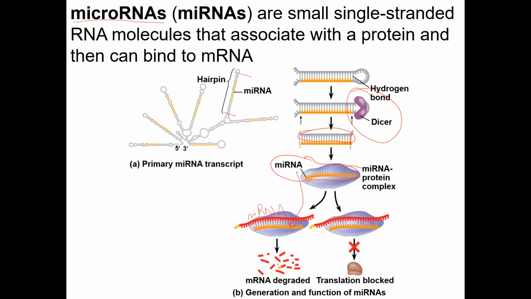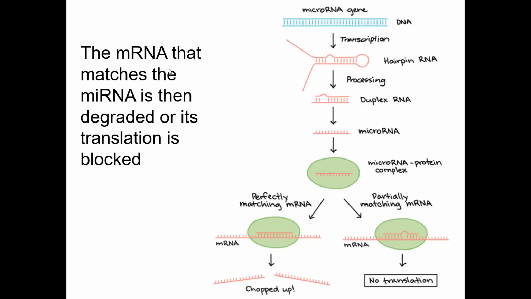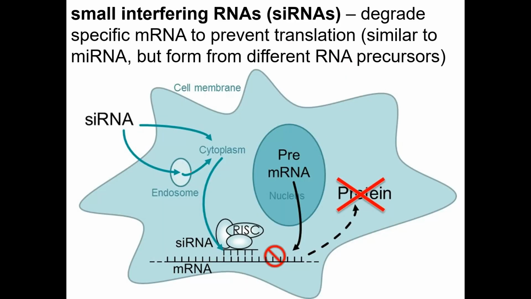If they bind perfectly, that will tell the protein to break down that messenger RNA. So the messenger RNA is not going to get translated because it's broken down. If they pair up pretty closely like this, but not exactly perfectly, it won't actually break down the messenger RNA. It'll just block a ribosome from attaching. Either way, it stops translation. The messenger RNA matches the microRNA and it's degraded or its translation is blocked. So that's what we just said. Small interfering RNAs are another type of RNA that do actually the same thing, but they're made from different precursors. It doesn't really matter if you know that part.